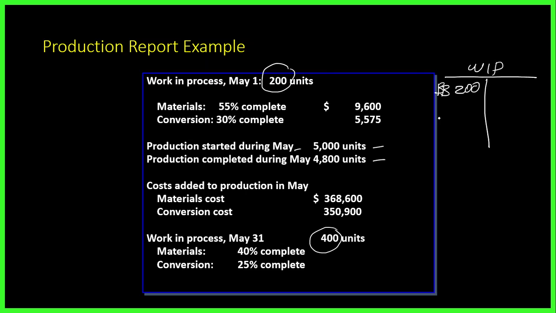You started with 500, so you started 5,000 units, and then you completed 4,800. This is now your completed and transferred units, okay? So your ending balance now will be 400 units. In this case, there are no lost units yet.